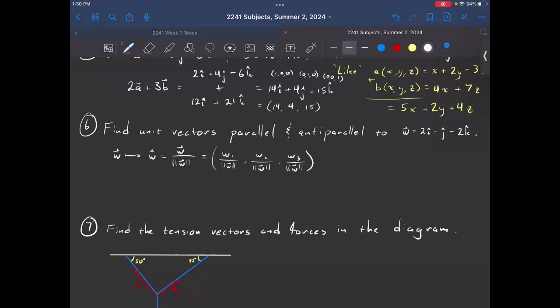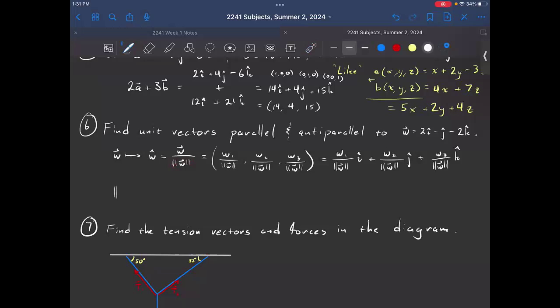All right, and in IJK form, we have the exact same thing. W1 divided by norm W, i, plus W2 over norm W, j, plus W3 over norm W, k. Okay, all right, there we go. So we need a unit vector in the same direction and the opposite direction. So we want W hat here. Well, we need that norm first.